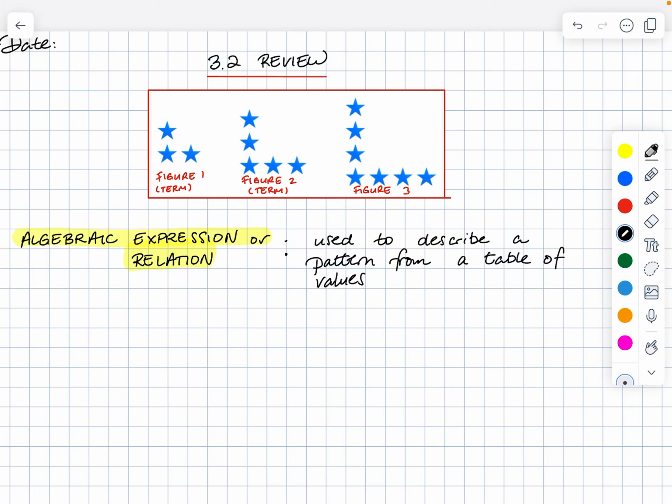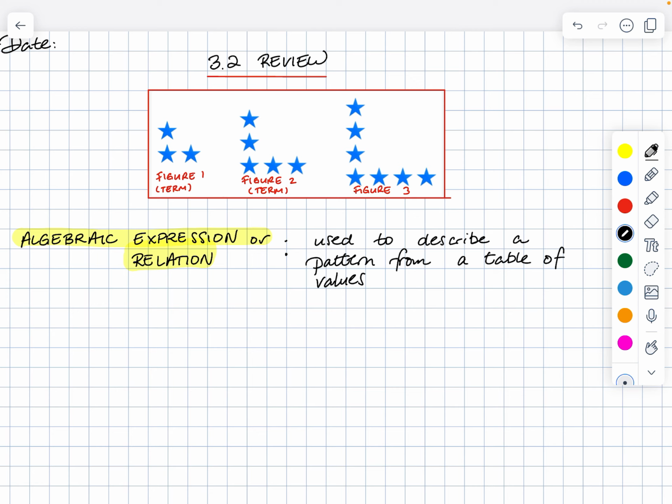Okay, recording now. This is a review on algebraic expressions or relations when you are coming up with an algebraic expression or relation from a table of values. Before watching the recording, please make sure that you have a graph sheet of paper with you. Jot down today's date at the top of the page, and then your title is 3.2 review.